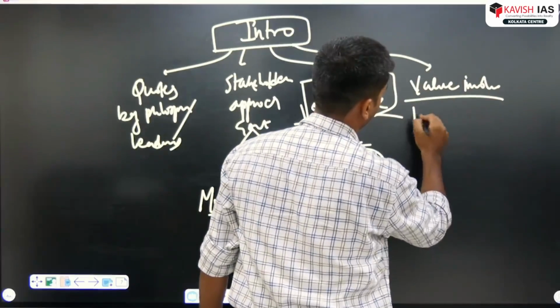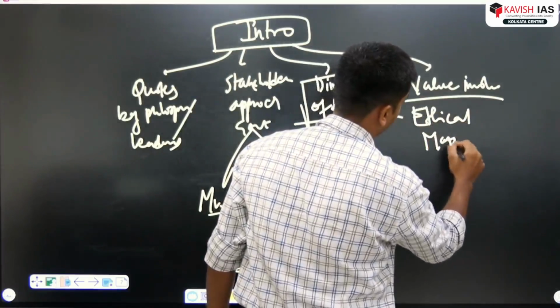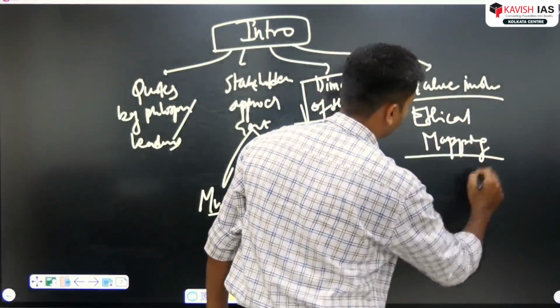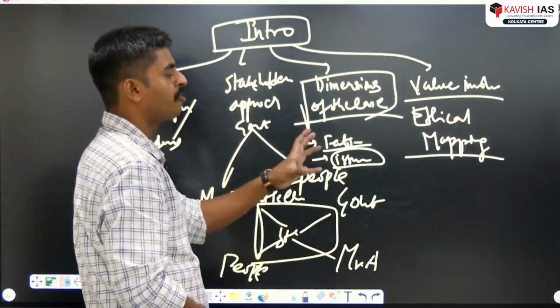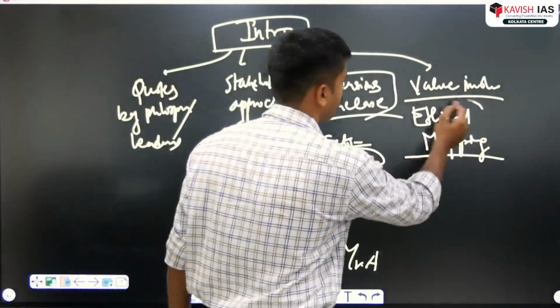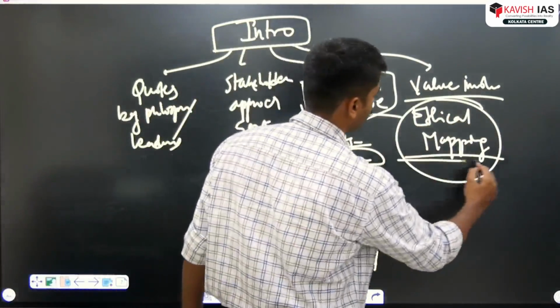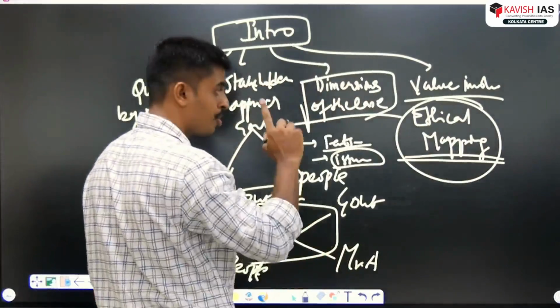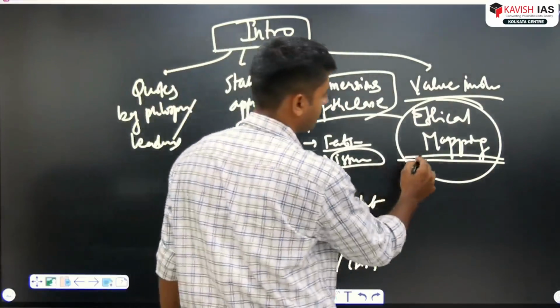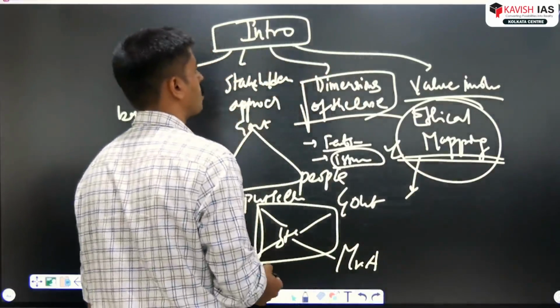what we can call ethical mapping. Basically, the values on which you will be judging the whole case study, those values which are involved in the whole case study, you can list all those values, okay, based on which you will be judging the case. So this is what ethical mapping is all about, right?